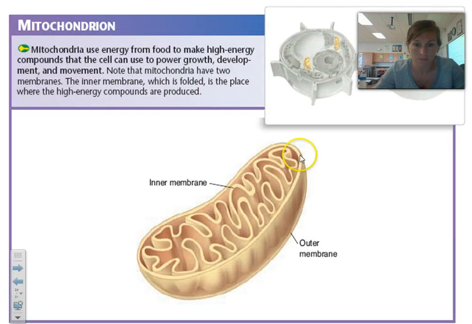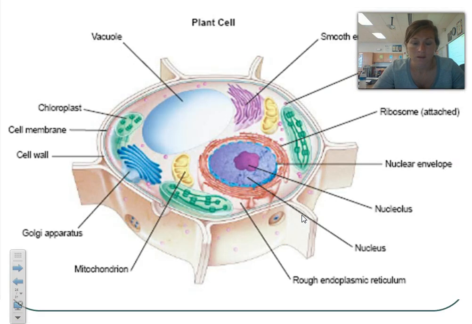And here's a close-up. A lot of people also like to say that the mitochondria looks kind of like a hot dog with, you know, mustard or ketchup, whatever you like to squirt on it. And that is our last organelle.